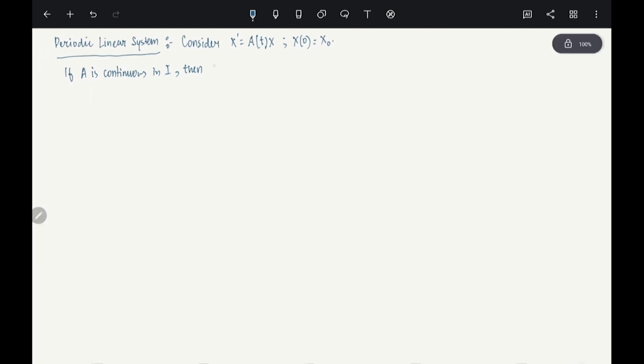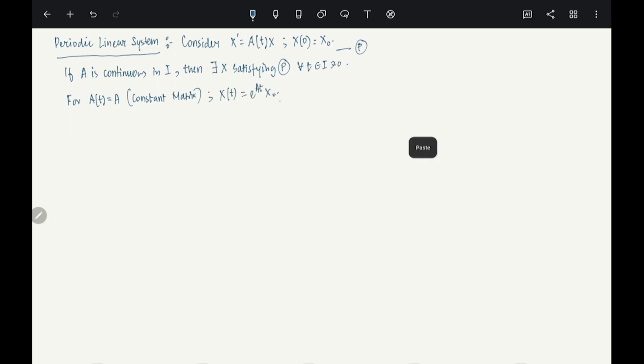So there exists x here satisfying the problem. Let us call this problem P, for all t in I, which of course contains 0. So that is always there. Now, if A of t is identically equal to A, a constant matrix, then we know that this solution will be given by x of t equals e power At times x naught. But please remember, this is not true in case of variable coefficients.